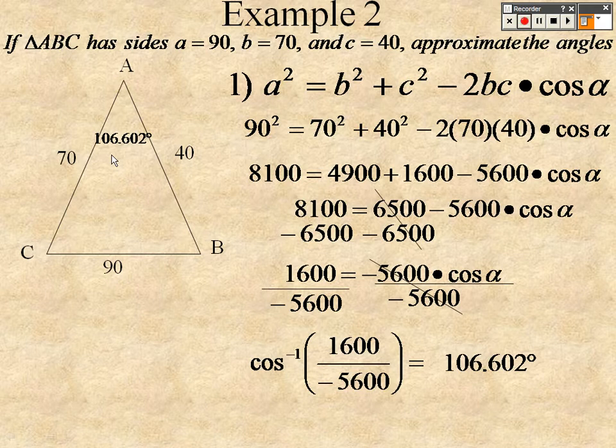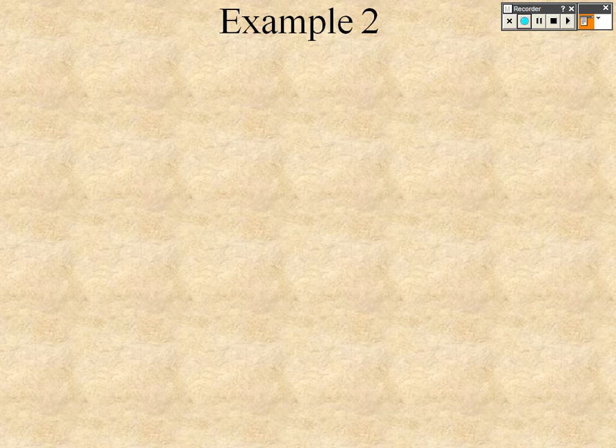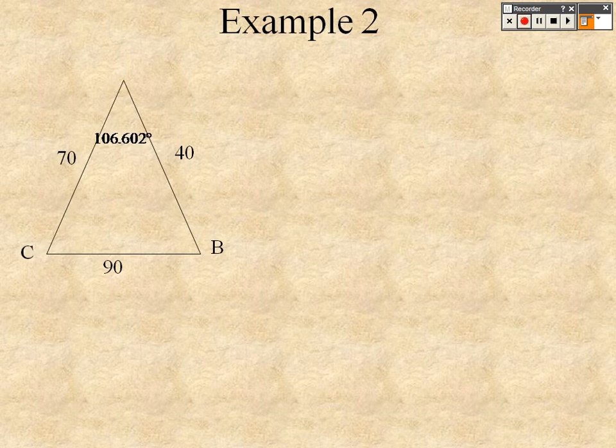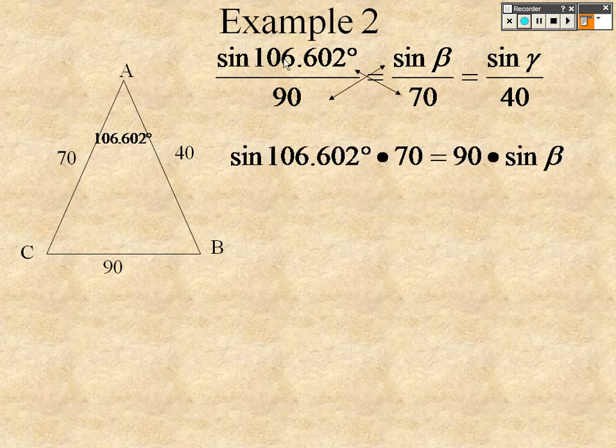And once again, because we have at least one angle now, we can do the other angles using law of sines easily and perfectly fine. So let's take a gander here. We go and fill this all in. I know sine of 106.602 over 90 equals sine of beta over 70, which equals sine of gamma over 40. So I need to find one of those missing angles, so I'm just going to do the one right beside it. So sine of 106.602 times 70 equals 90 times sine of beta.